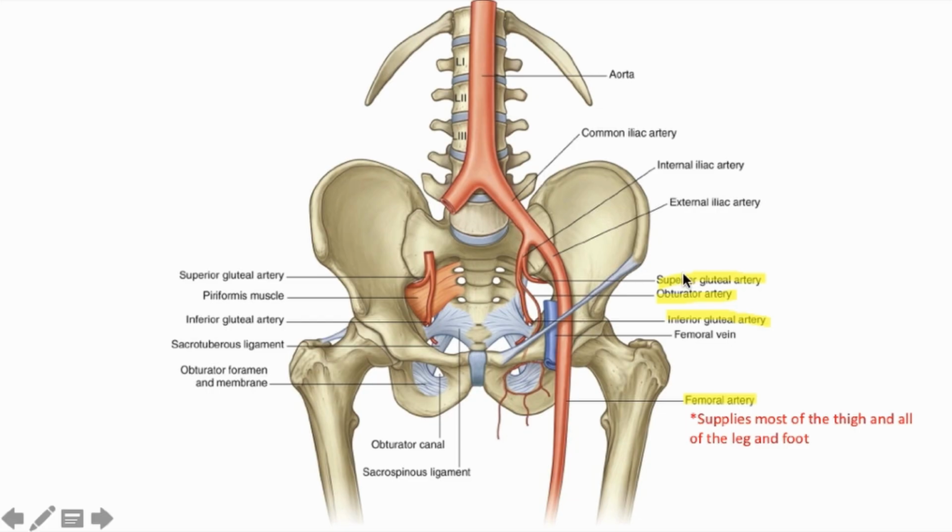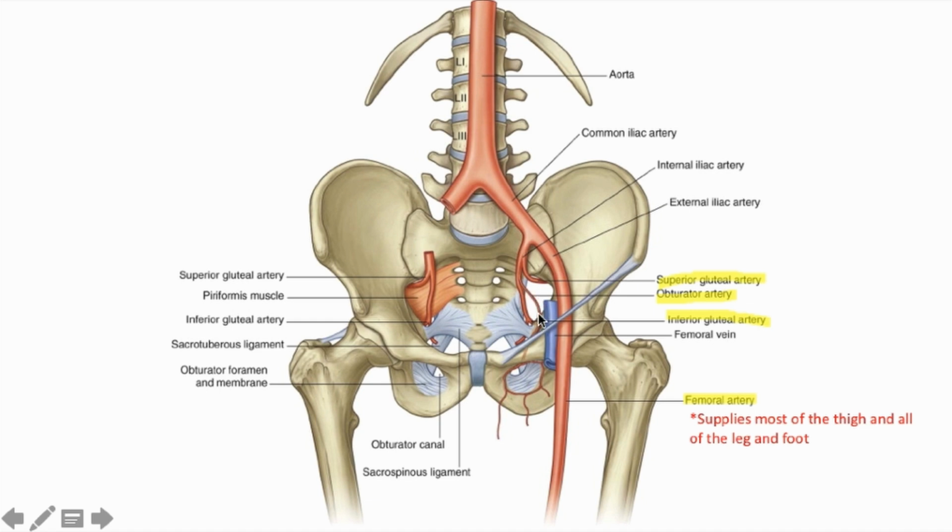Then we also have the superior and inferior gluteal arteries, and these originate in the pelvic cavity and branch off of the internal iliac artery. They supply the gluteal region, and the superior gluteal artery leaves the pelvis through the greater sciatic foramen above the piriformis, and then the inferior gluteal leaves through the same foramen but below the piriformis muscle.